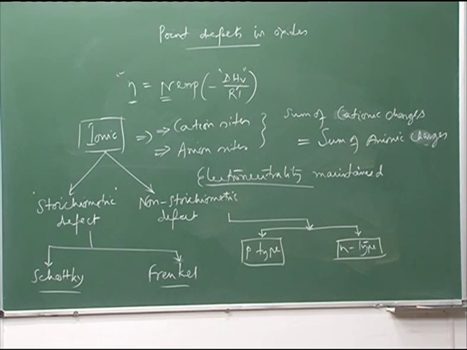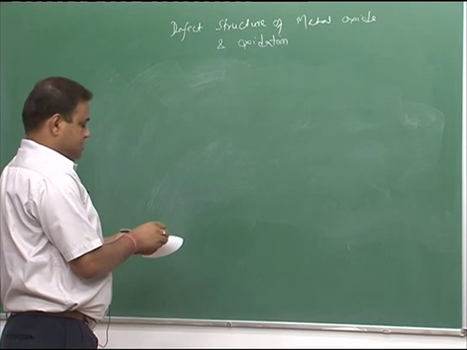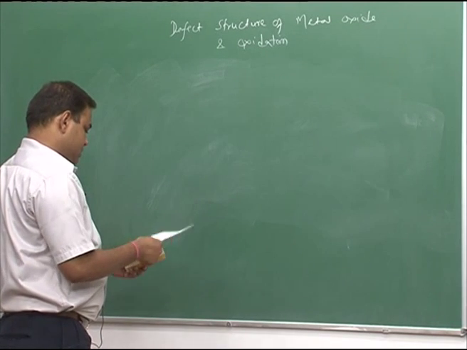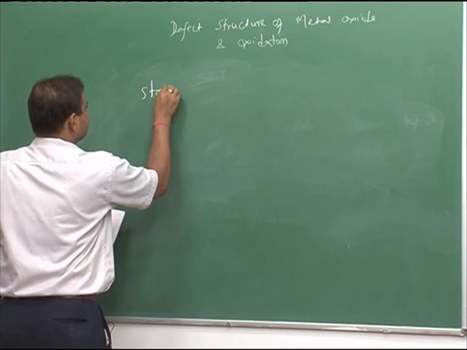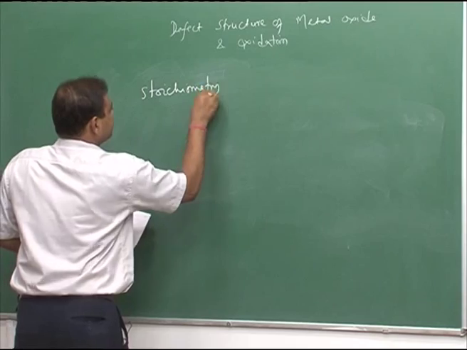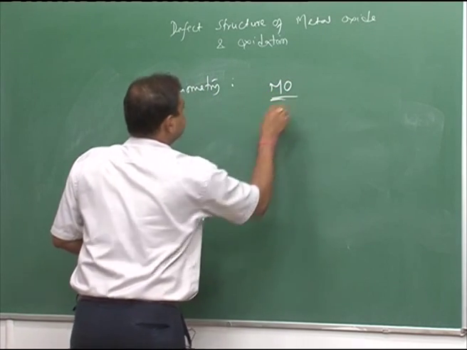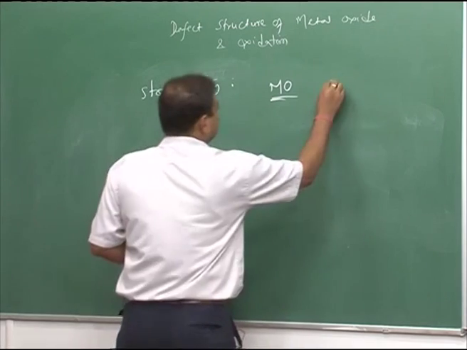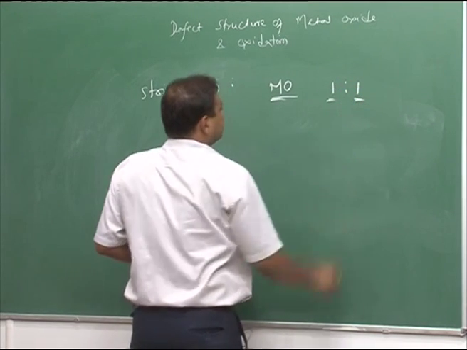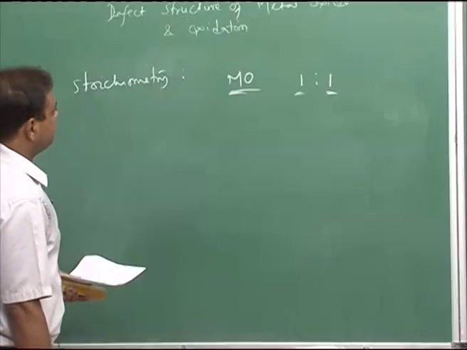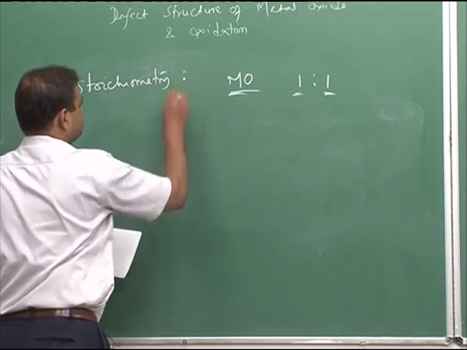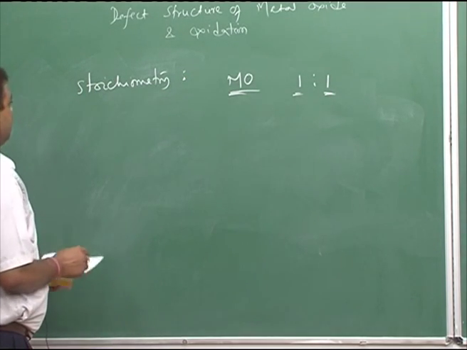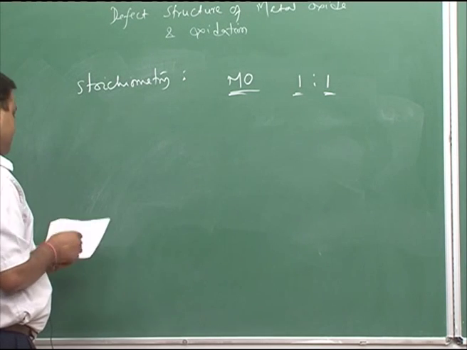In the case of stoichiometric defect, generally the anion and cation concentrations are maintained constant. Stoichiometry means, let us say one metal oxide is denoted like this, MO, where the cation and anion ratio is 1:1, and this will always maintain 1:1. So, this is called stoichiometry in oxide, or a stoichiometric oxide.